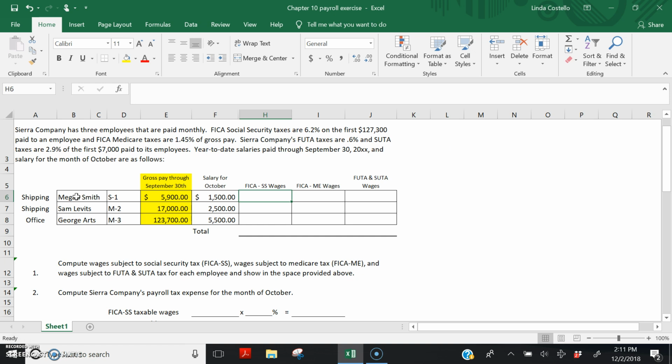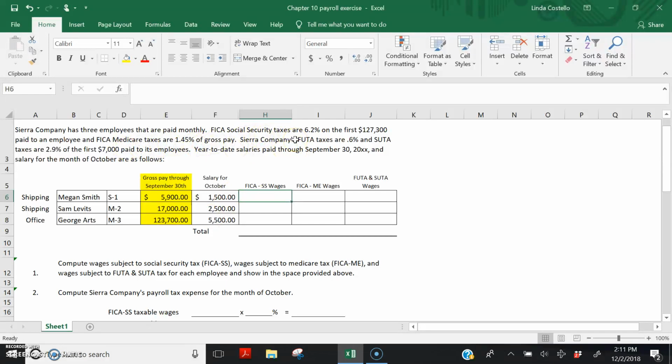We are given the following information for Sierra Company. The company has 3 employees: Megan Smith in the shipping department, Sam Levitz, also in the shipping department, and George Arts in the office department. We are given the year-to-date gross wage through September 30th. We are also given gross wages to be paid for the month of October for each employee, and we are given details about wage bases and tax rates.